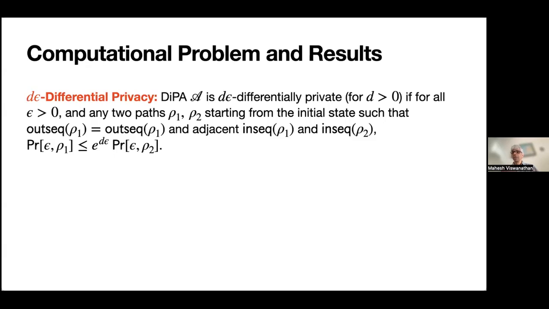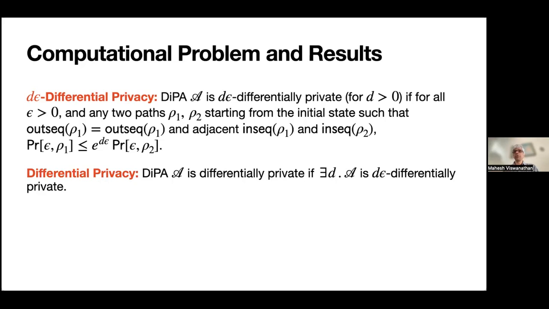So there are two computational questions you can look at. One is the d epsilon differential privacy question. Given an automaton and a number d, you want to find out if for all values of epsilon and for all pairs of paths such that the two paths have the same output and the two paths have input sequences that are adjacent, the probability of those two paths is close, according to the obligations of d epsilon differential privacy.